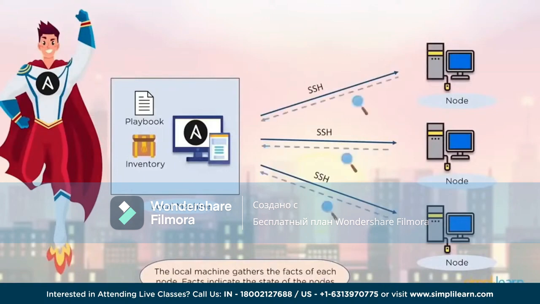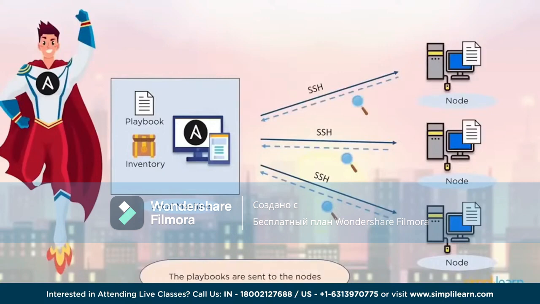This step here is optional but it's always recommended. It's where the facts are collected. Facts are basically the current state of the node. All this is collected from the node and sent to the local machine. So when the playbook is executed, the task mentioned in the playbook is compared against the current status of the node and only the changes that are required are made. And once the playbooks are executed, your nodes are configured to the desired states.